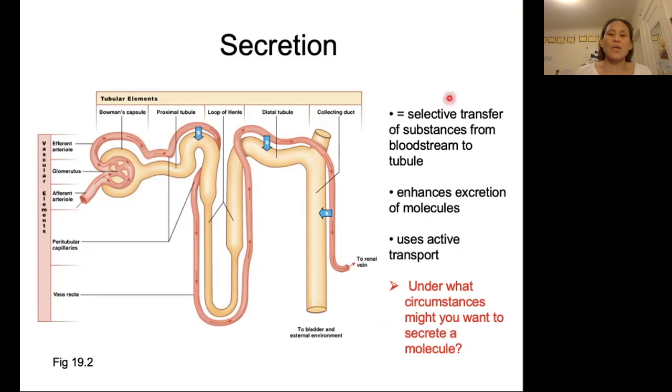Okay? So now what I would like you to do is to contemplate this question right here. What kinds of molecules might you want to secrete? Under what circumstances would you want to do this? Go ahead, hit pause, think about that for a while, and then we can come back and talk about it.